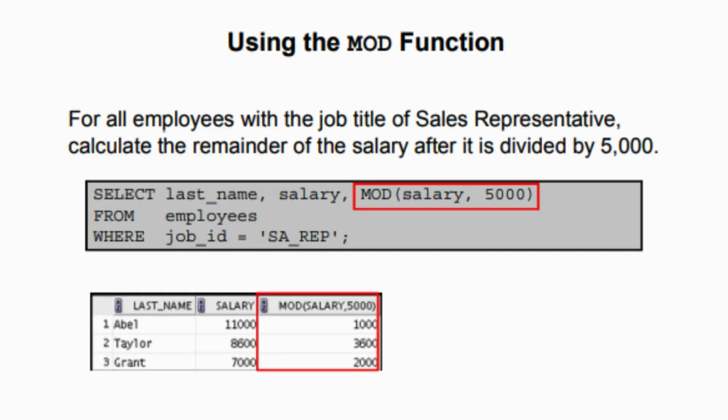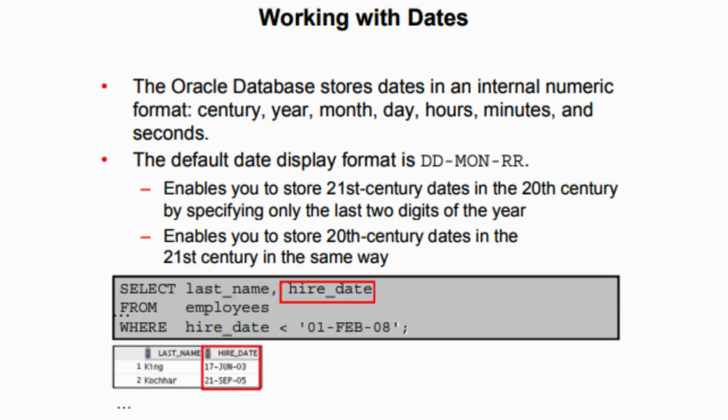The mod function finds the remainder of the first argument divided by the second argument. The slide example calculates the remainder of the salary after dividing it by 5,000 for all employees whose job ID is SA_REP. The Oracle database stores dates in an internal numeric format, representing the century, year, month, day, hours, minutes, and seconds. The default display and input format for any date is DD-MON-RR.